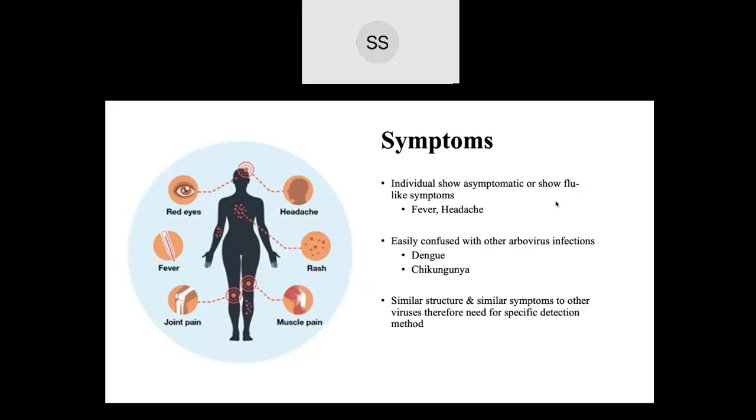Talking about the signs and symptoms of the Zika virus: redness in the eyes, fever, headache, rashes, muscle pain, or joint pain. These symptoms can be easily confused with other arboviruses such as dengue, chikungunya, and West Nile fever, as these viruses all belong to the same family. They are all arboviruses. Not only the family, their structure and symptoms are so similar that doctors get confused whether a person has dengue or Zika virus. However, Zika virus leaves a much more adverse effect in a human than dengue and chikungunya.